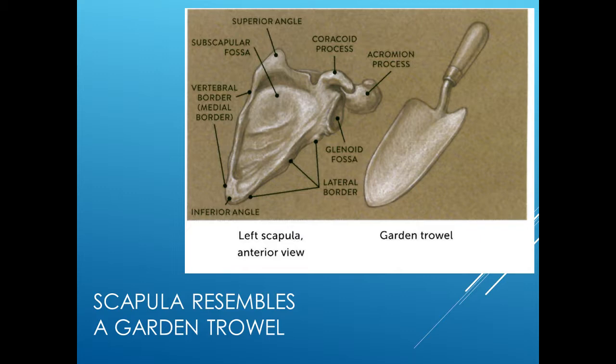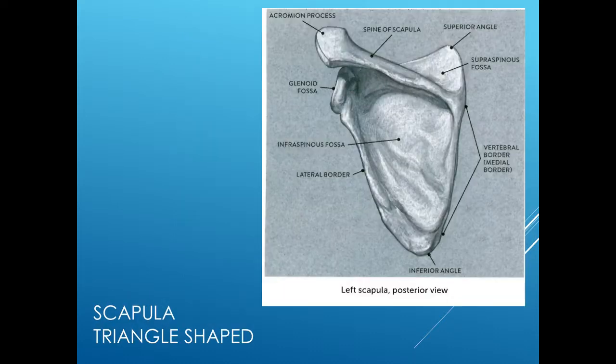And a couple different places here: the superior angle, the subscapular fossa is this region down here. We have the vertebral border down here, the inferior angle, the lateral border, the glenoid fossa right inside there, and then the acromion process, which is where, remember we saw that on the last slide, it hooks into the clavicle, and then the coracoid process there as well. So the scapula resembling a garden trowel.